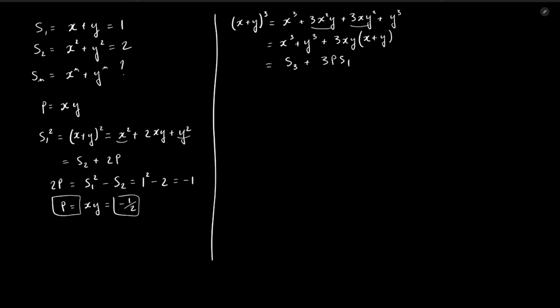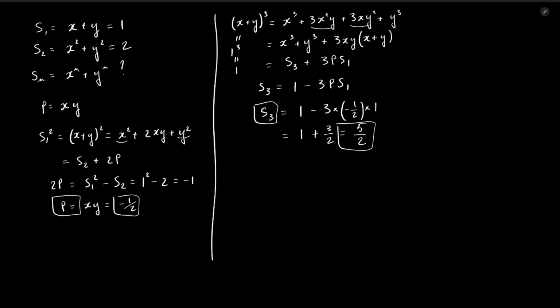We know that x plus y is equal to 1, so (x plus y) to the power 3 is equal to 1 to the power 3, which is just equal to 1. So at the end we have S3 equal to 1 minus 3P S1. So we have S3 equal to 1 minus 3 multiplied by minus 1 over 2 multiplied by S1, which is equal to 1. So this is equal to 1 plus 3 over 2 multiplied by 1, so we have 5 over 2. And this is the value of S3.